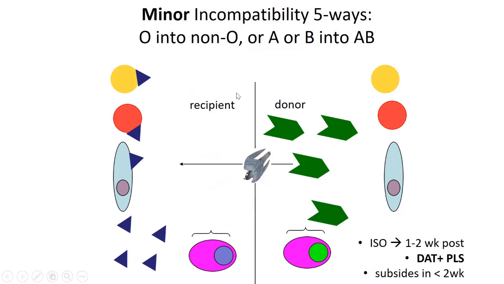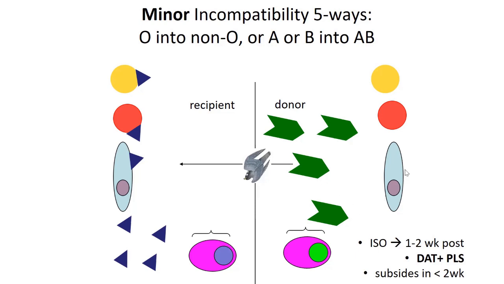The reverse in minor incompatibility also goes 5 ways. So if the recipient is A or B, a donor who is lacking that antigen, but who has the isoagglutinins against the host's antigen, can land on that antigen in the acute phase if there is a non-isoagglutinin depleted graft, a plasma-rich graft, or a high titer graft.